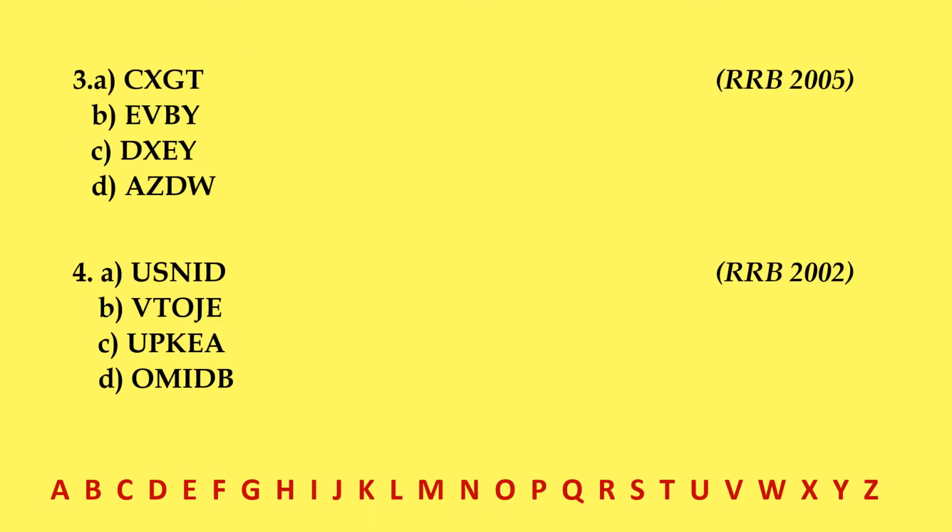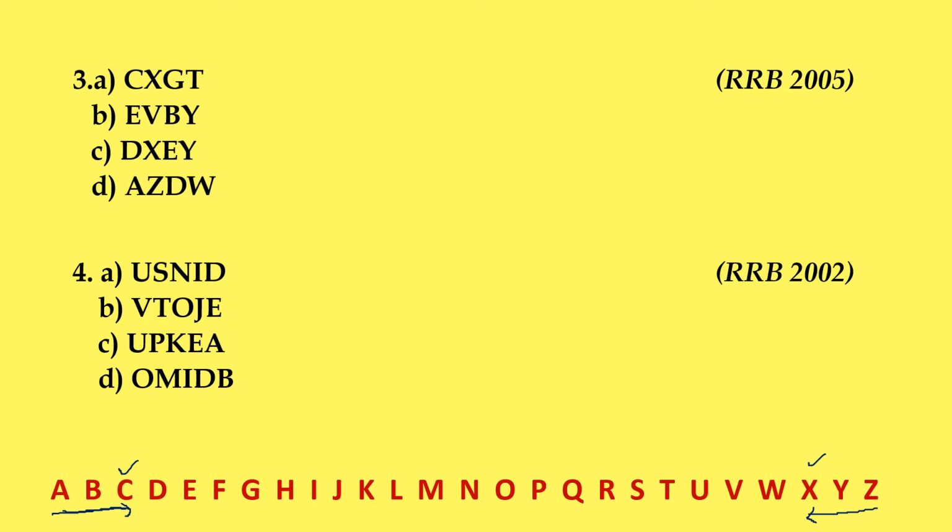Looking at the third question, again you see 4 options on your screen. This time the concept may vary a bit. So CXGT. So let us mark the positions. This is C, then we have X. So I see a similarity here, that C is at the third position from the beginning, whereas X is at the third position from the rear end.